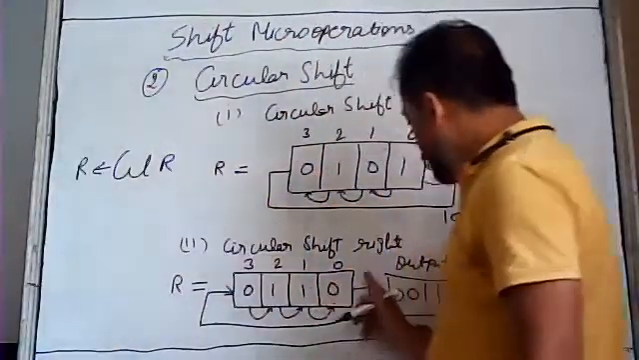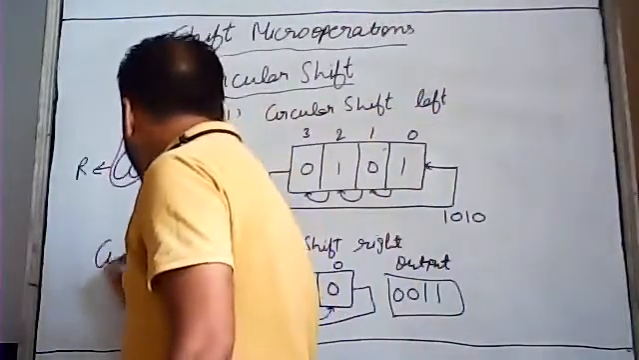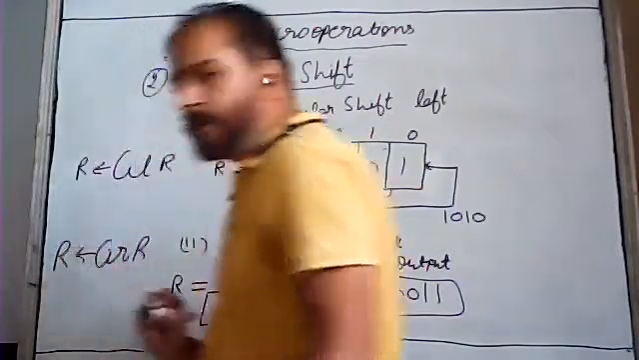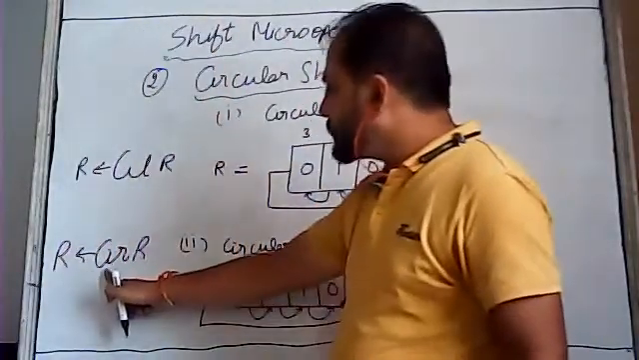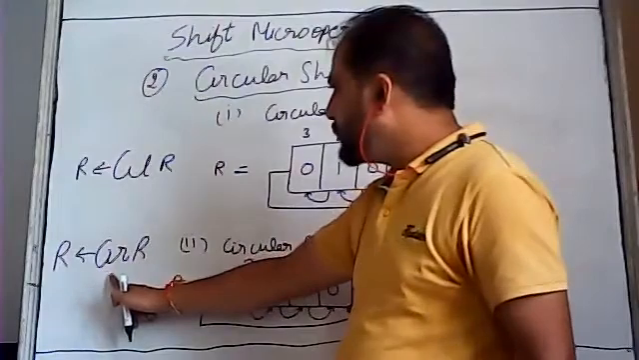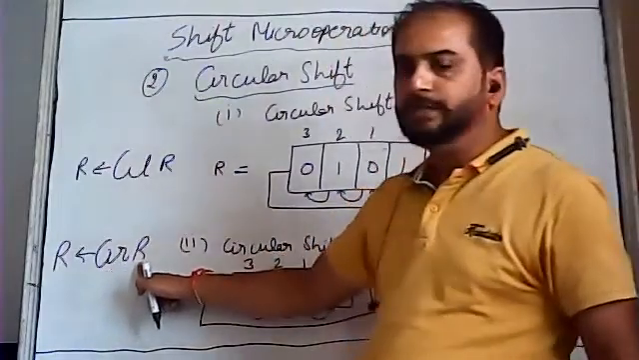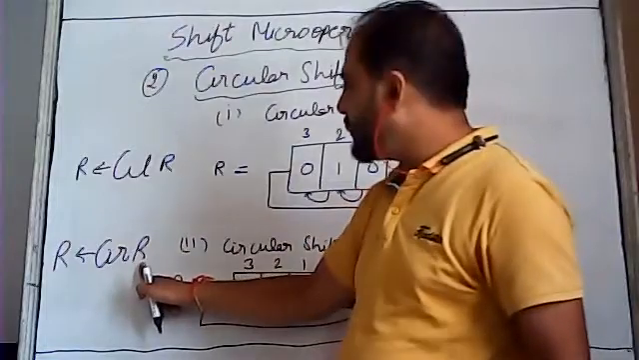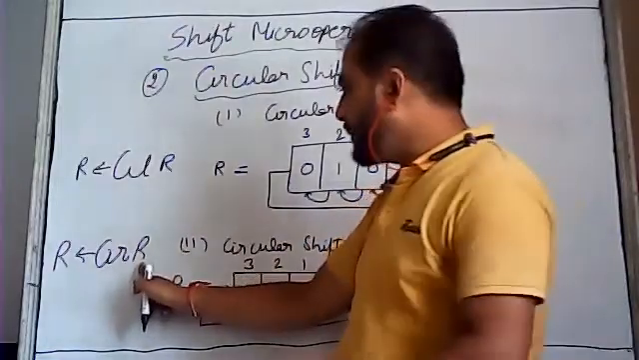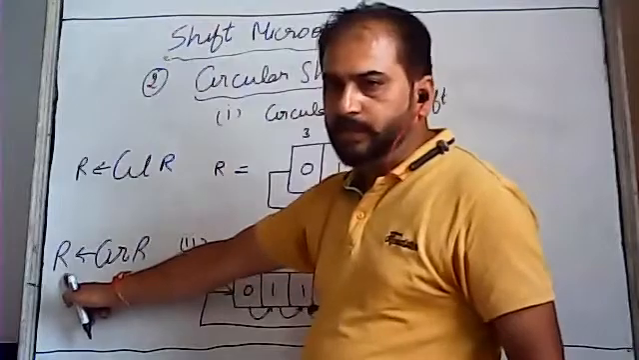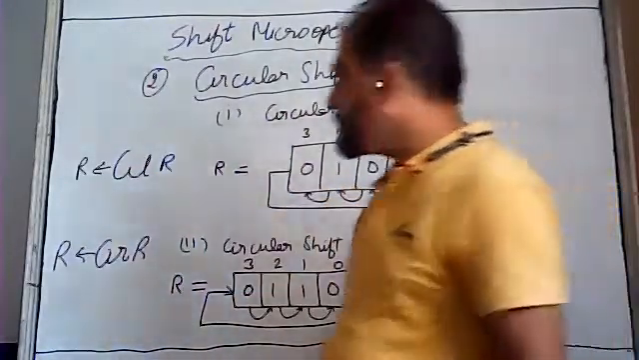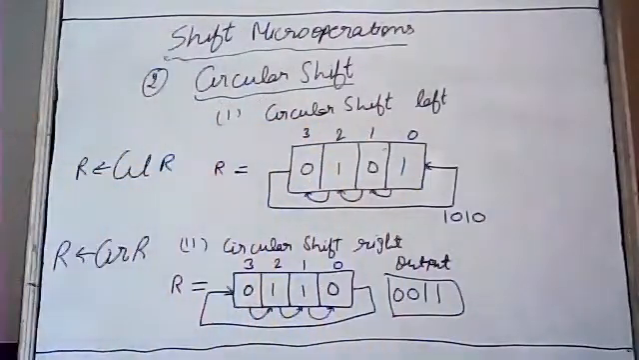So for the circular shift right, I will write CIR R. This will shift the content of register R to the right by 1 bit and store the result in the register R. So this is the circular shift.